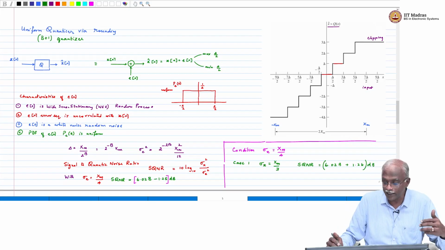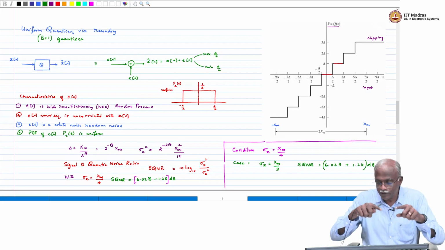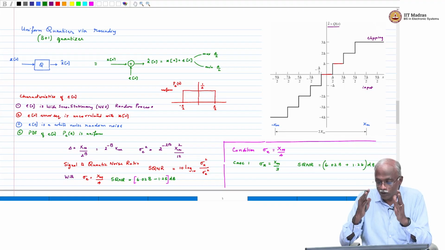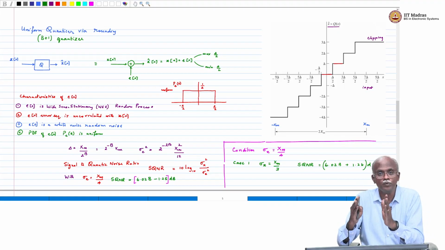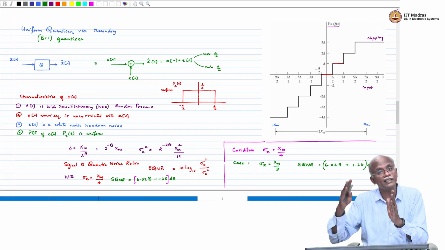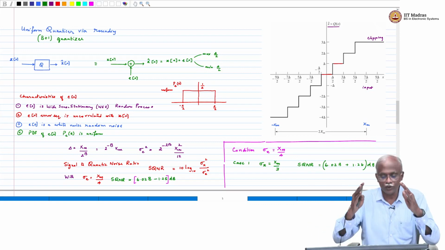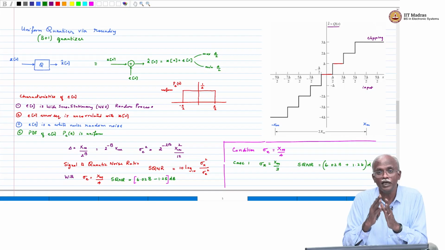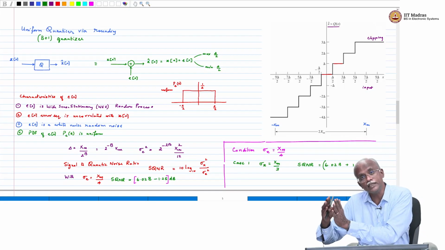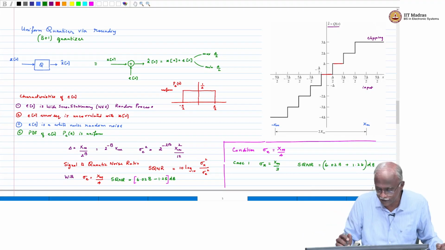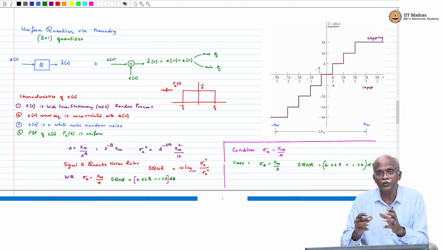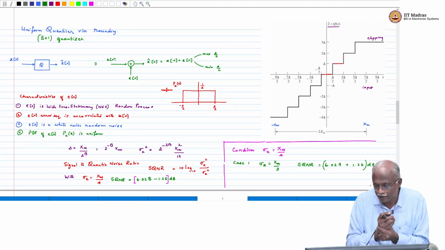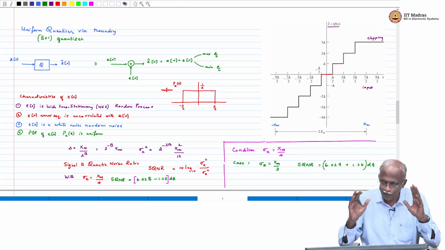Why not make it xm by 2? The reason is, the input signal is also a random variable, so it can take any value. Keeping it at xm by 2 means there is a probability that it will exceed xm at some point because it's a random signal. So if you keep the standard deviation at xm by 2, the signal can actually go beyond the range. That is the risk you will run into in terms of the signal going into overflow.